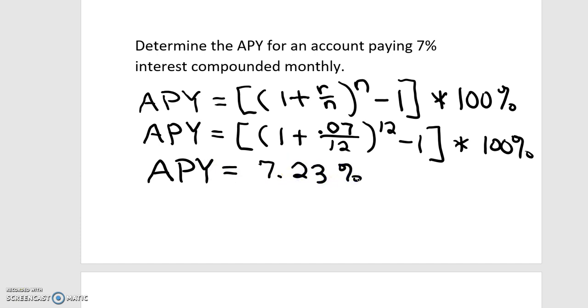7.23%. So notice that if we were compounding the interest annually, only one time per year, our APY would be 7%. What we would be yielding is only 7%. But because we are compounding more than once per year, in this case 12 times per year, what we end up with is actually an APY we're yielding 7.23%. So you can see there's a distinct advantage to having compounding periods occurring more often. So a compounding period of monthly is going to produce a higher APY than a compounding period of annually.